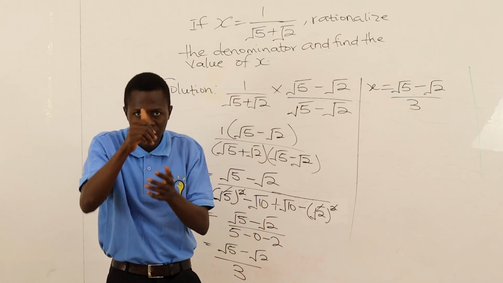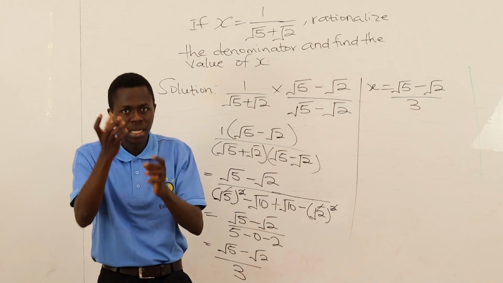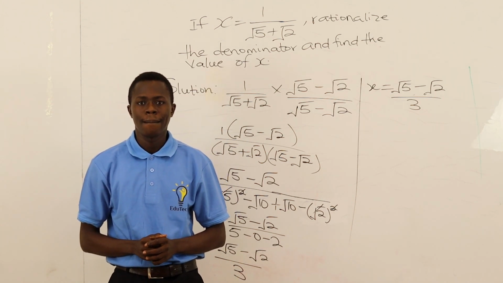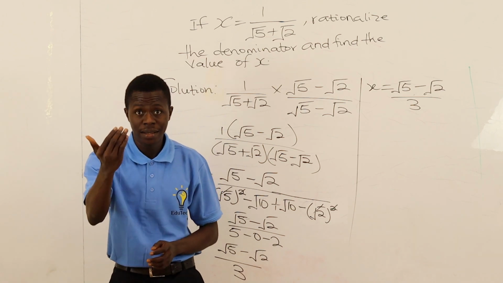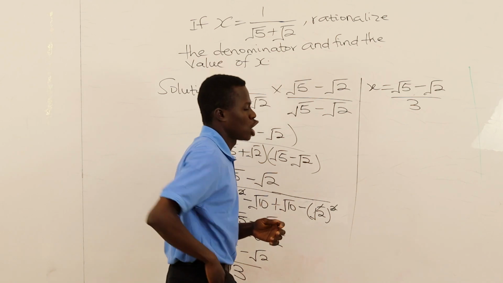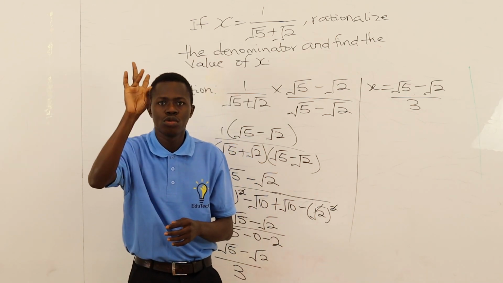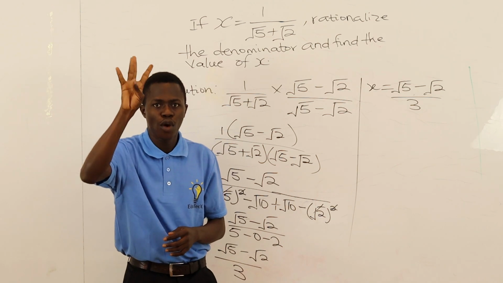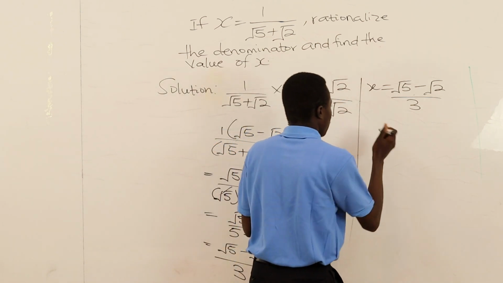So try punching it on your calculator and let's see. Try punching the expression and let's see your answer. Yes, the answer will be 0.274. So x is going to be equal to 0.274.